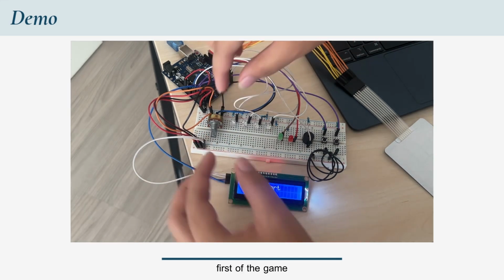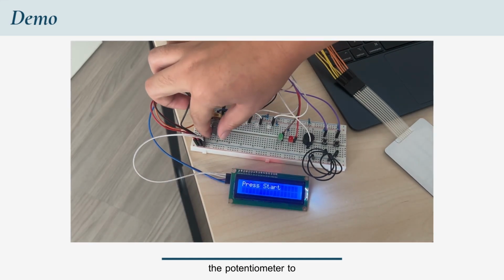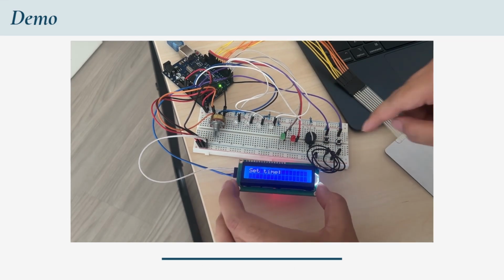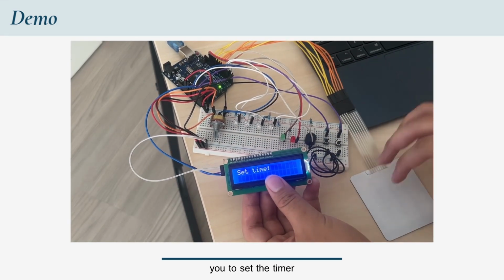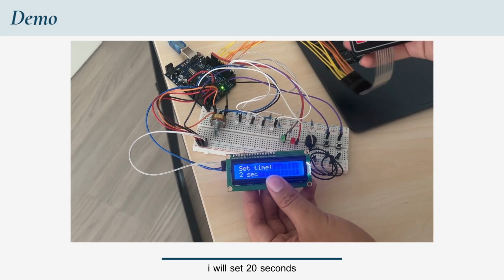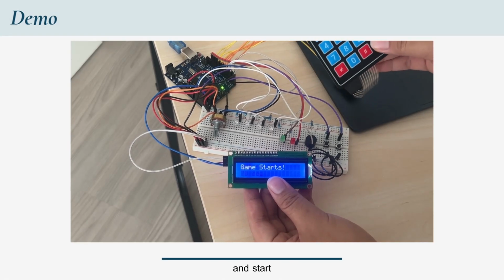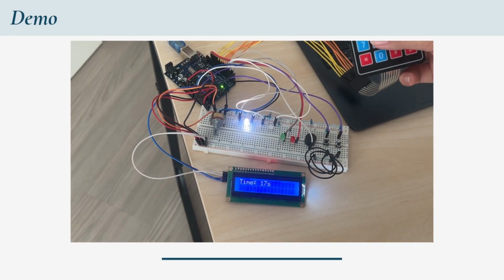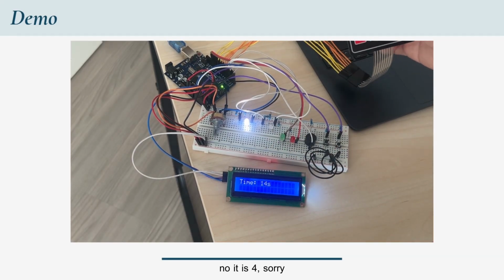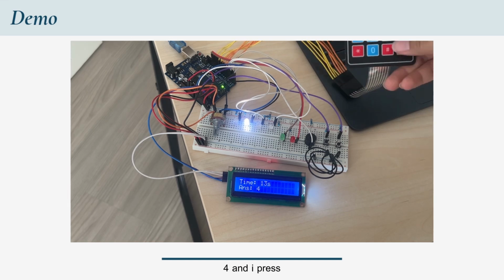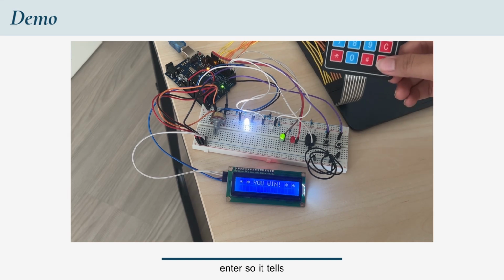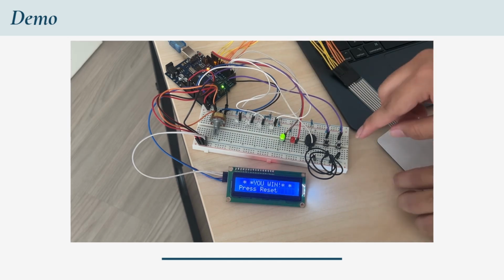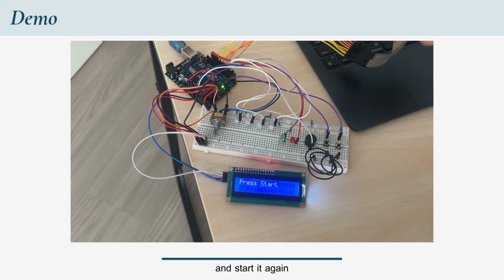First of the game, you have to adjust the potentiometer to generate some random number, and you press start. And the program will tell you to set the timer. So in this case, I will set it to 20 seconds and start. Okay, in this case, it is 8. No, it is 4, sorry. And if I input 4 and press enter, it tells you that you win and the win indicator is on. Okay, let's press reset and start again.